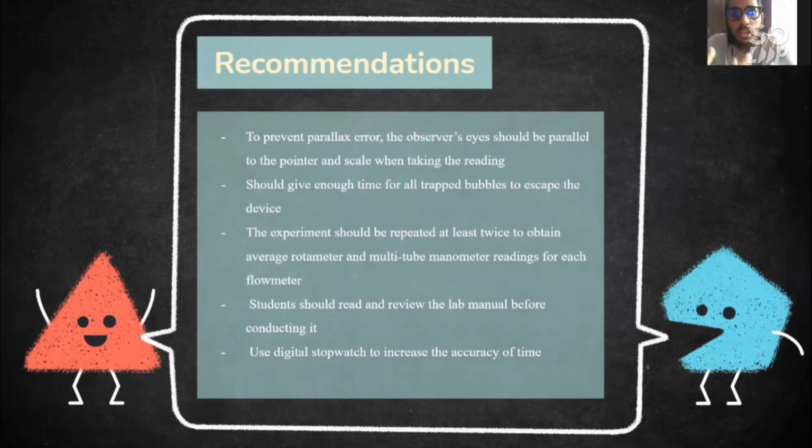So to prevent parallax error, the observer's eyes should be parallel to the pointer and scale when taking the reading. Next, we should give enough time for all trapped air bubbles to escape from the device. Besides that, with each flow meter, the experiment should be repeated at least twice to obtain average rotameter and multi-tube manometer readings. Then before entering the lab and performing the experiment, students should read and review the lab manual. To increase the accuracy of time, use a digital stopwatch rather than an analog stopwatch or other methods.